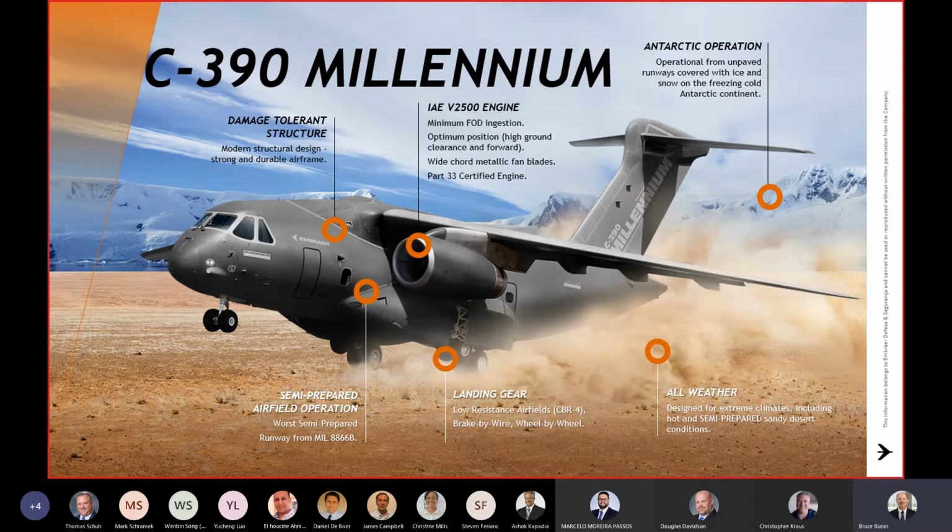Again, operating in all kinds of environments from Arctic and Antarctic conditions to high hot conditions, desert conditions. The airplane needs to be able to do all of that. And it's also designed to operate off runway, as I mentioned earlier. So it's designed to the worst semi-prepared runway standard from the US MIL standards. And the landing gear is designed to handle that.